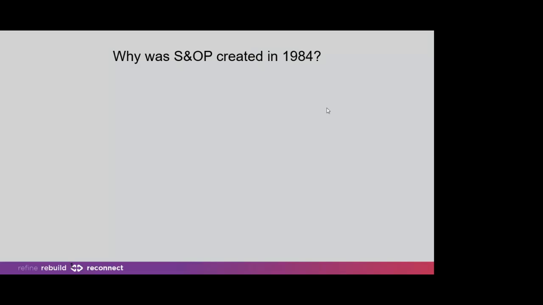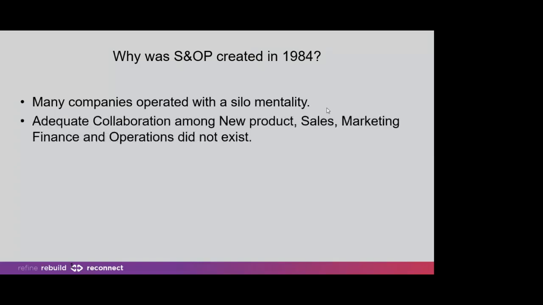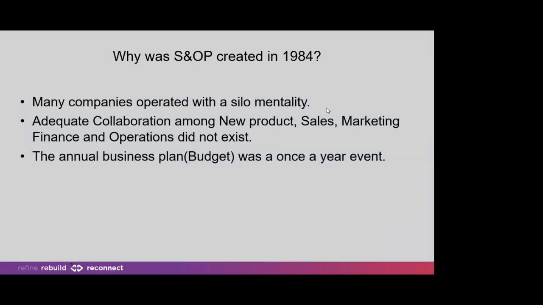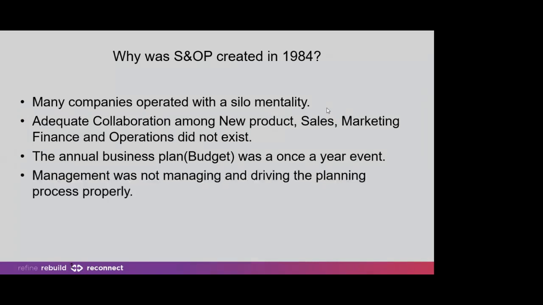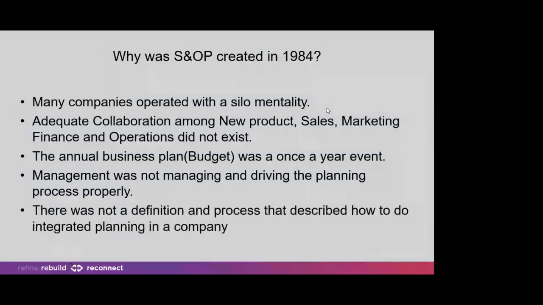Well, let's get to the topic. Why was S&OP created in 84? Well, many companies were operating with a very silo mentality. Adequate collaboration did not exist in many companies. The annual business plan was once a year event and was typically not done very well. And management was not really managing and driving the planning process properly. And the problem was there wasn't definition and process that described how to do integrated planning in a company.